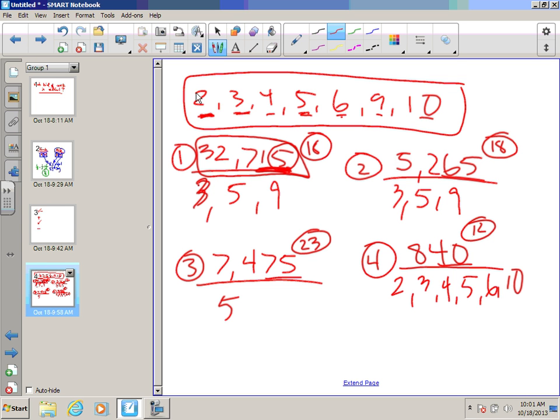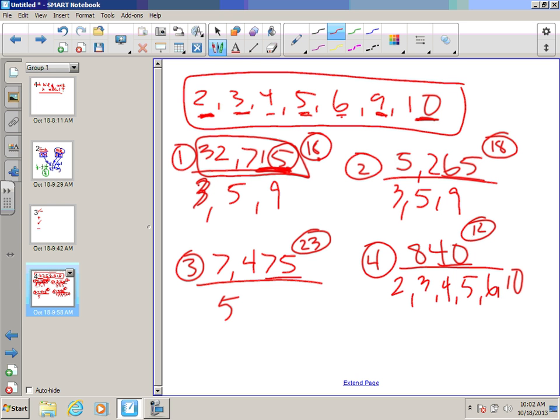The rule for 6 is: is it divisible by 2 and 3? No, it's just divisible by 3. The rule for 9 works like 3. Is this number, when I add the digits together, divisible by 9? And yes, it is. And the rule for 10 is: does the number end in 0? It does not. It ends in 5. So those are all the rules you've got to test, going through each and every one.